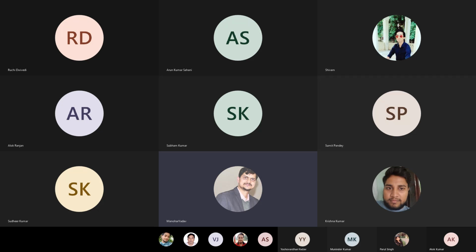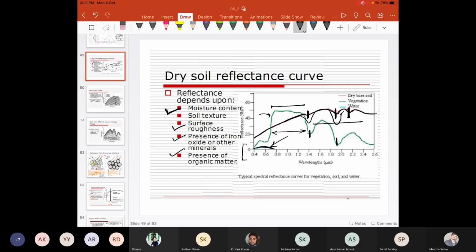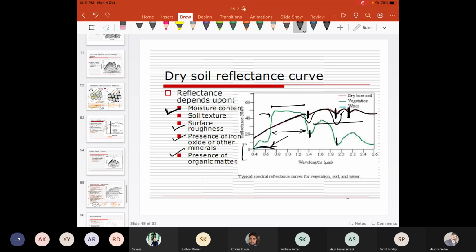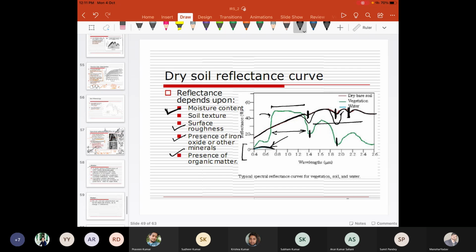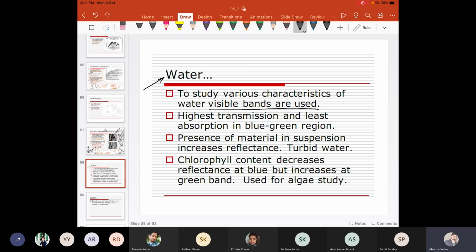and the reflectance is very low. It is within 0 to 10%, and the peak we get is around the green band. So the second point, with respect to water reflectance: the highest transmission and least absorption are in the blue and green region.